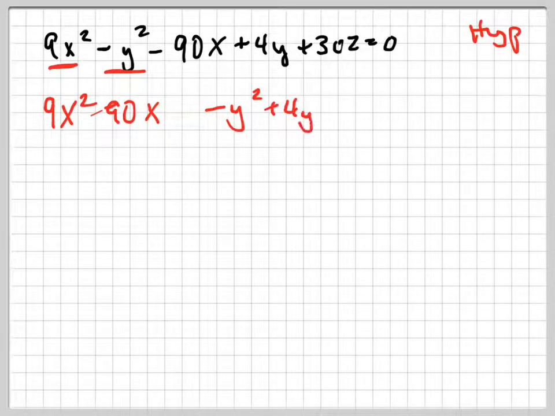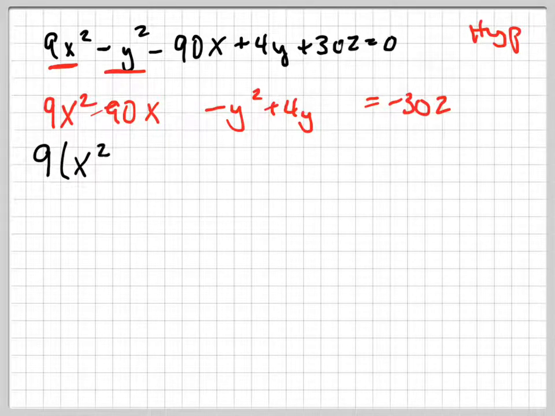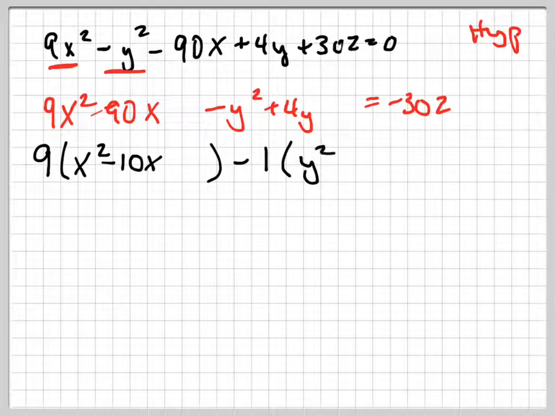First, I'm going to separate out my x's and y's, and move the 302 to the other side. Now I'm going to factor out a 9, and I'm going to factor out a -1. That's really important, to factor out the negative there. And so that's going to be a -4y equals -302.